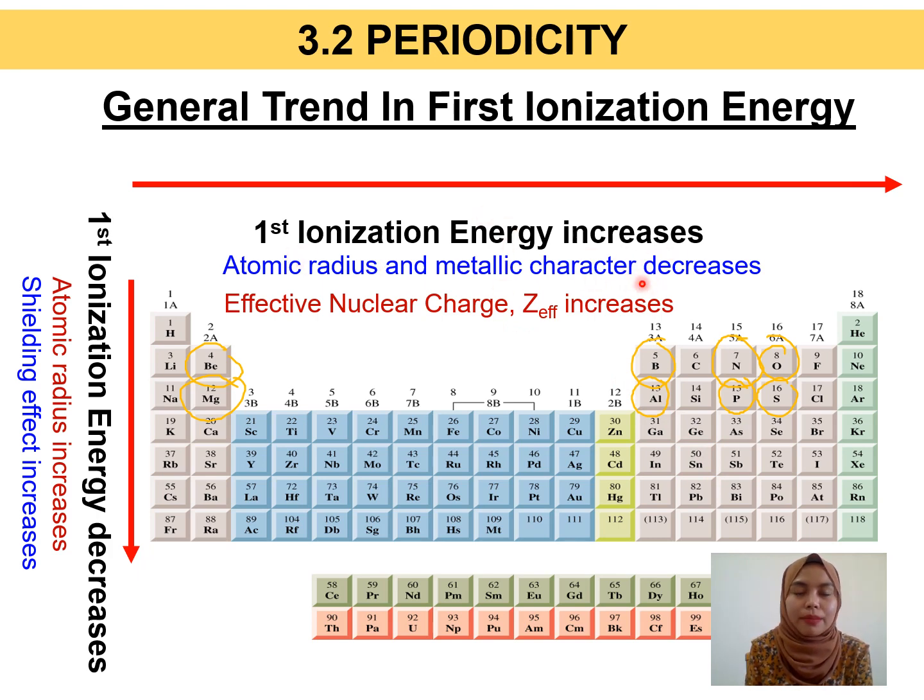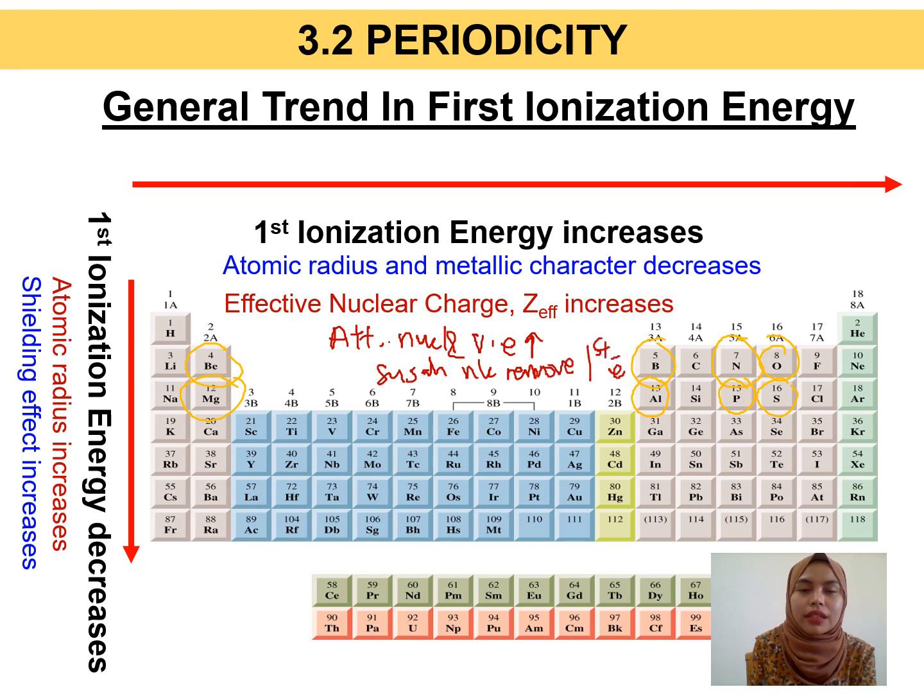Okay, should increase. Why? Because across the periodic table of elements, the size of the atom decreases. Why does the size decrease? Because the effective nuclear charge increases. So when the effective nuclear charge increases, what happens to the attraction? Therefore the attraction between the nucleus and the valence electron becomes stronger. When the attraction is stronger, is it difficult or easy to remove an electron? It is difficult to remove the electron, difficult to remove the first electron. So when it is difficult to remove the first electron from the valence electron, what happens to the first ionization energy? The first ionization energy should generally increase.